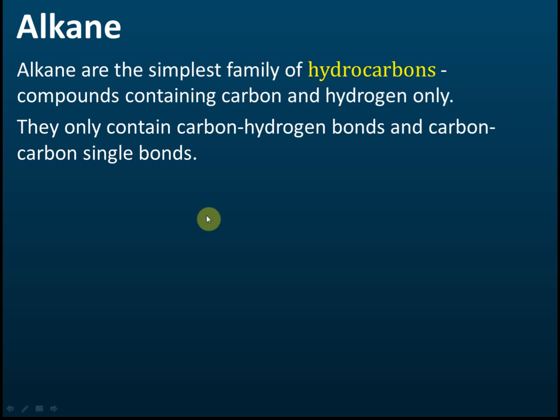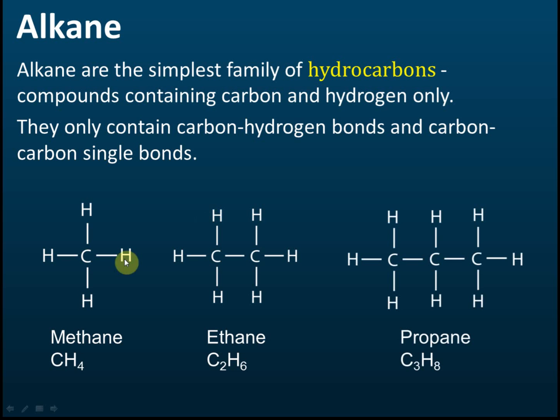So let's see a few examples of alkanes here. These are the first three alkanes in the homologous series. The first one is called methane, and the formula is CH4. We are going to learn the naming and the formulas of the molecules later, so for the time being, you don't need to worry about the name and the formula. From here we can see that it only has carbon-hydrogen single bonds. This one also has carbon-hydrogen single bonds and a carbon-carbon single bond. And this one also only has carbon-carbon single bonds and carbon-hydrogen single bonds. So for all alkanes, there are only two types of bond: carbon-hydrogen bonds and carbon-carbon single bonds.